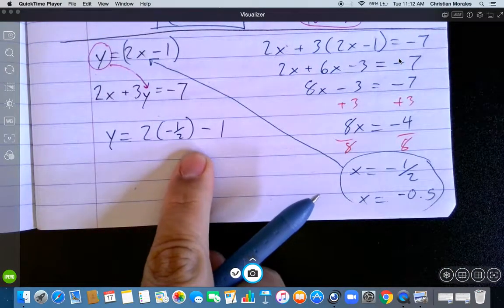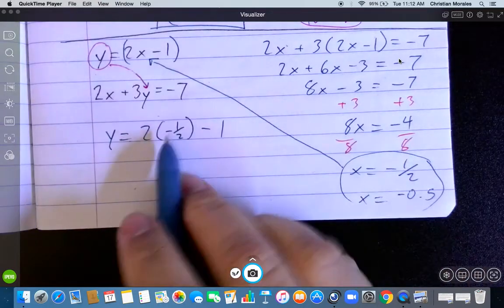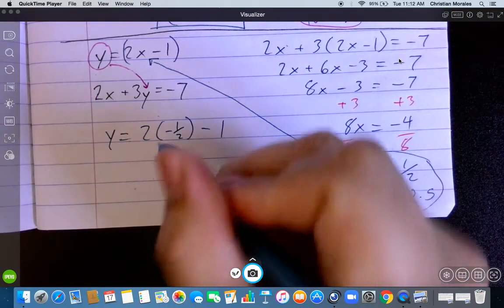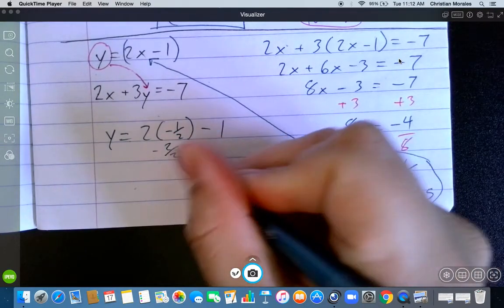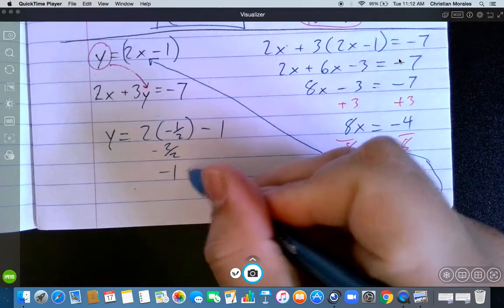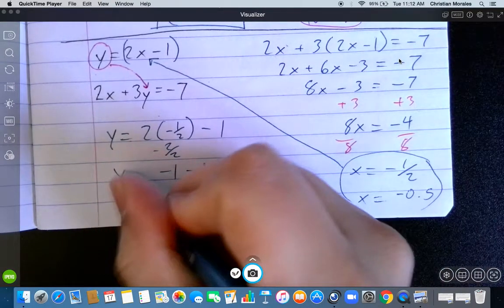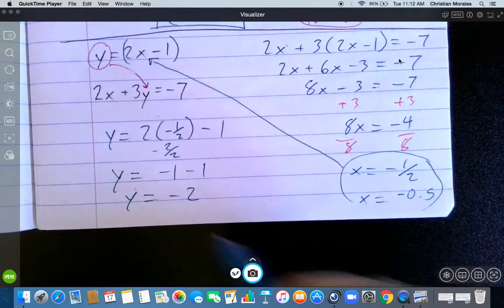X is -1/2, so 2 times x minus 1. So I multiply this, 2 times -1/2. This would be -2/2. You simplify it, that's -1. So -1 minus 1 is not 0, it's -2.